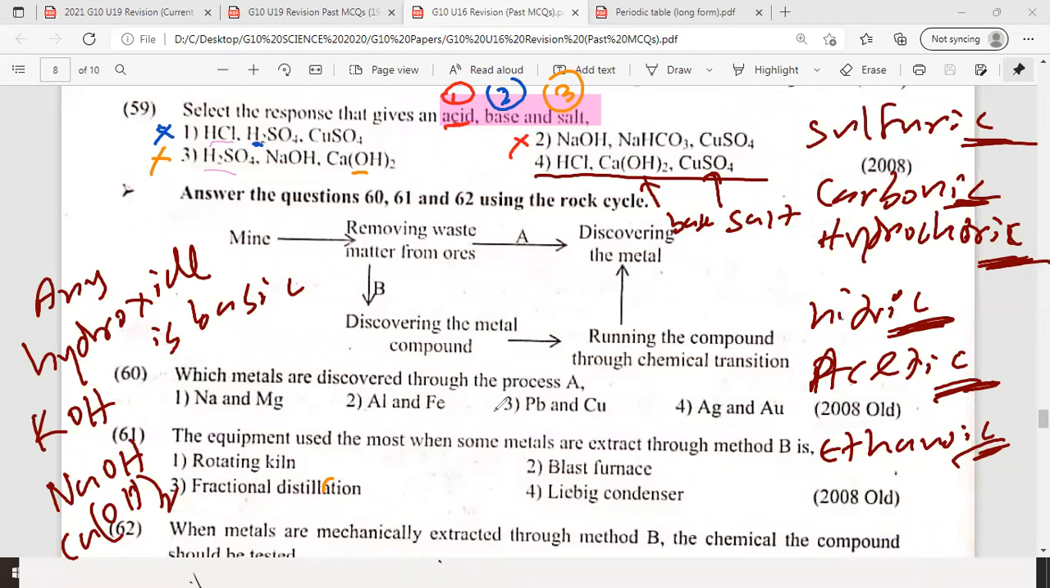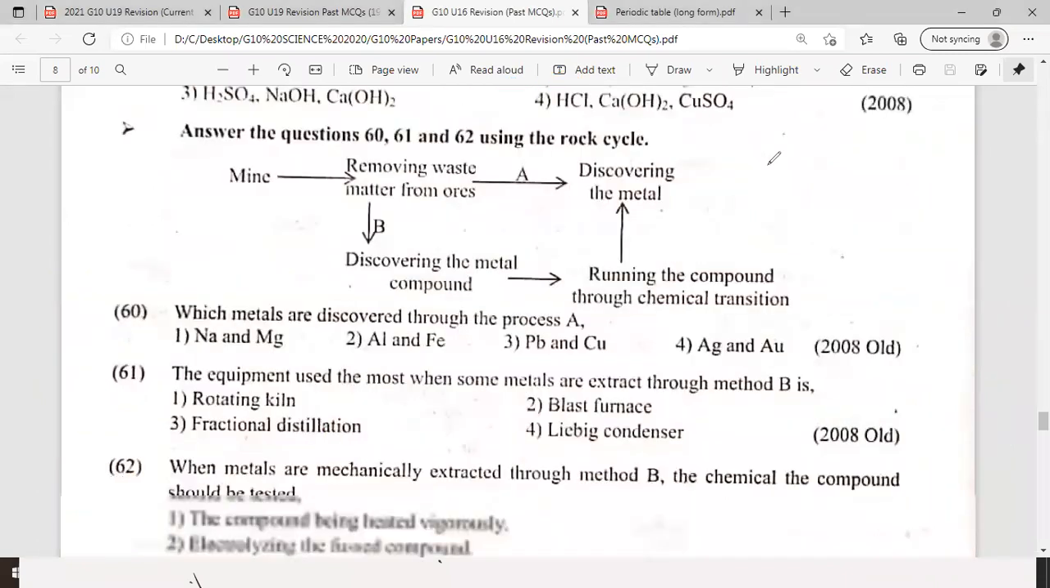Acids, most of the acids, not all, there are some exceptions when you come to A-level chemistry, but at O-level, the acids' names end in ic, and they have hydrogen. If OH minus or hydroxide ions are present, it's a base. That is 2008. Question number 60. I'll erase the screen. 60th MCQ.